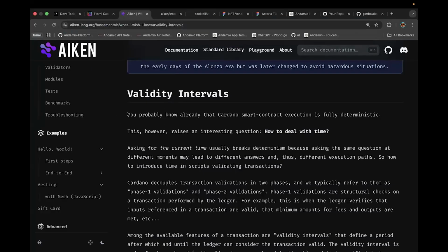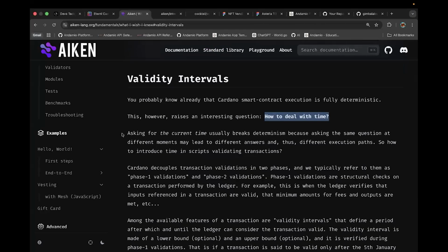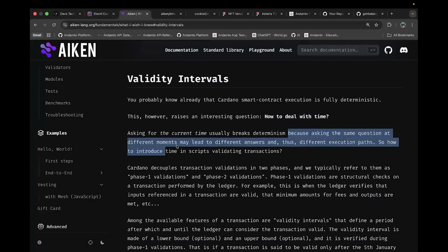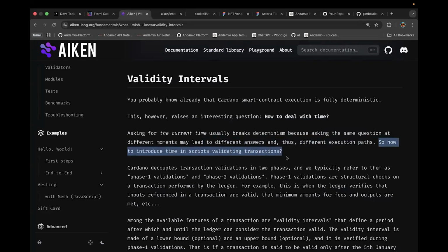Okay, cool. You probably know already that Cardano smart contract execution is fully deterministic. This, however, raises an interesting question. How to deal with time? Asking for the current time usually breaks determinism because asking the same question at different moments may lead to different answers and thus different execution paths. So, how to introduce time in script validation transactions?